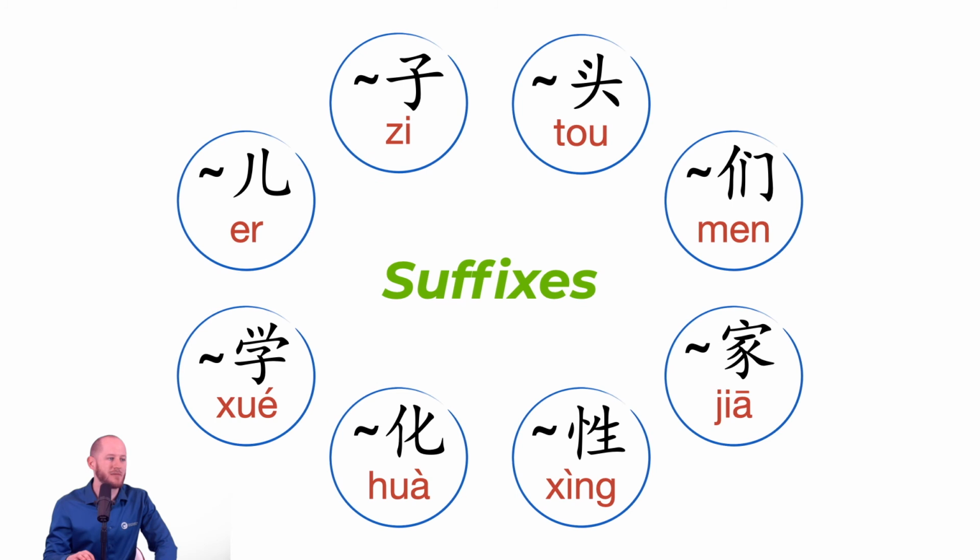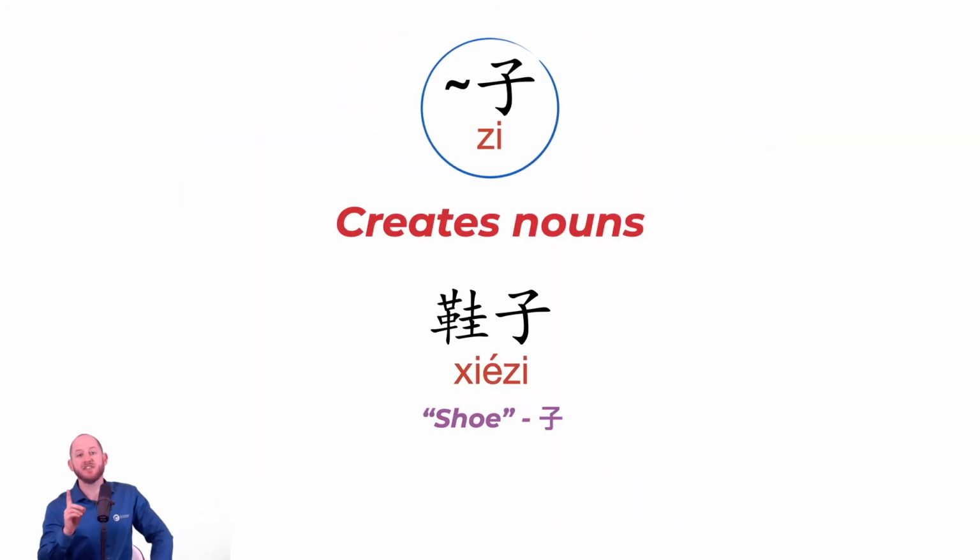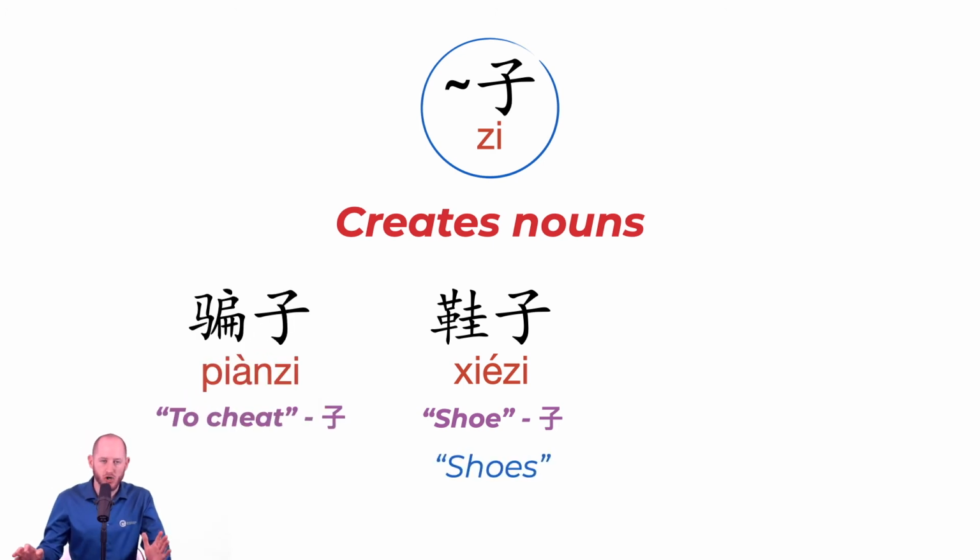Now, next, let's talk about zi. Once again, if it's by itself, zi would be pronounced third tone, zǐ, and it's not a suffix. It's its own word meaning son, S-O-N. But when it is a fifth tone, it's a suffix creating nouns. Now, the character xié means shoe. 鞋子 is the general word for shoes.